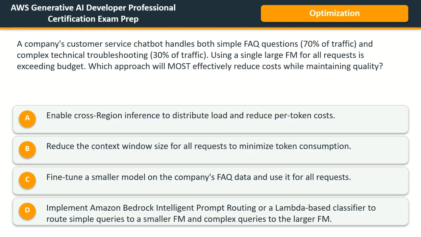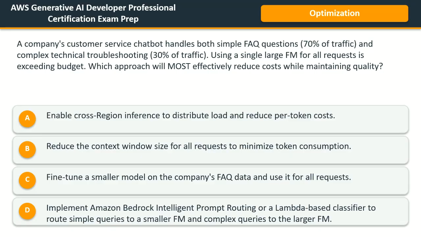A company's customer service chatbot handles both simple FAQ, frequently asked questions, 70% of the traffic, and complex technical troubleshooting, 30% of traffic. Using a single large foundation model for all requests is exceeding budget. Which approach will most effectively reduce costs while maintaining quality?